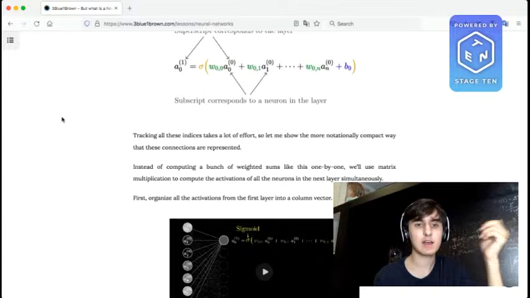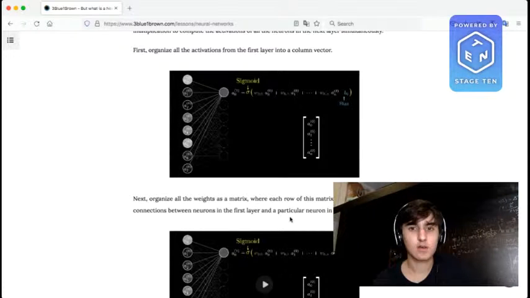Instead of computing a bunch of weighted sums like this one by one, we'll use matrix multiplication to compute the activations of all the neurons in the next layer simultaneously. So yeah, like I said, this is basically just taking the dot product of two vectors, because that's how matrix multiplication is going to work. First, organize all the activations from the first layer into a column vector.